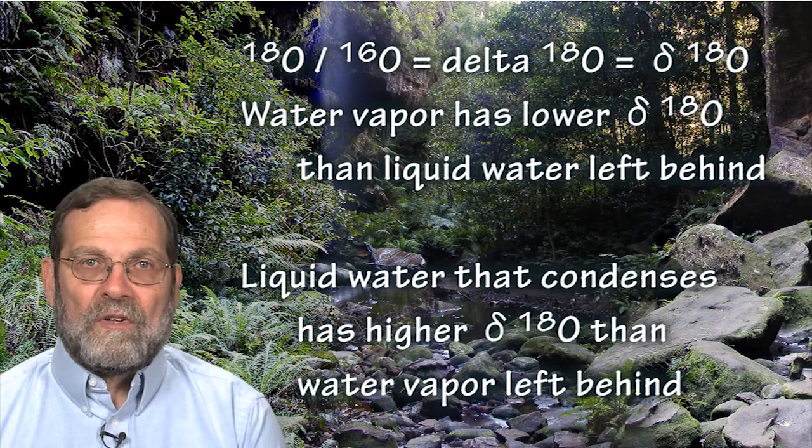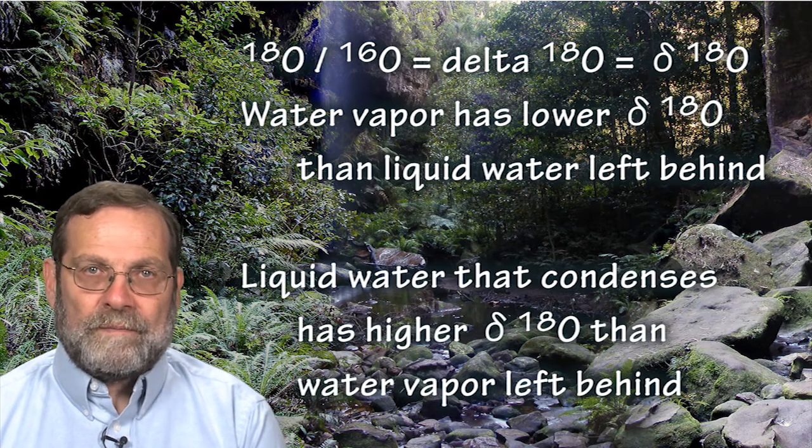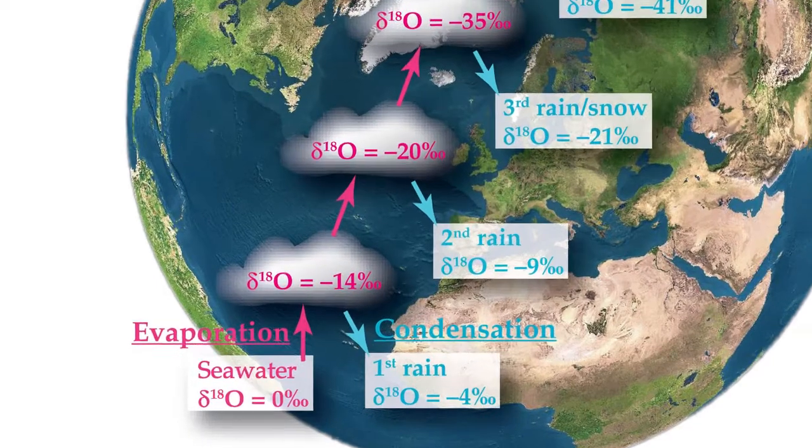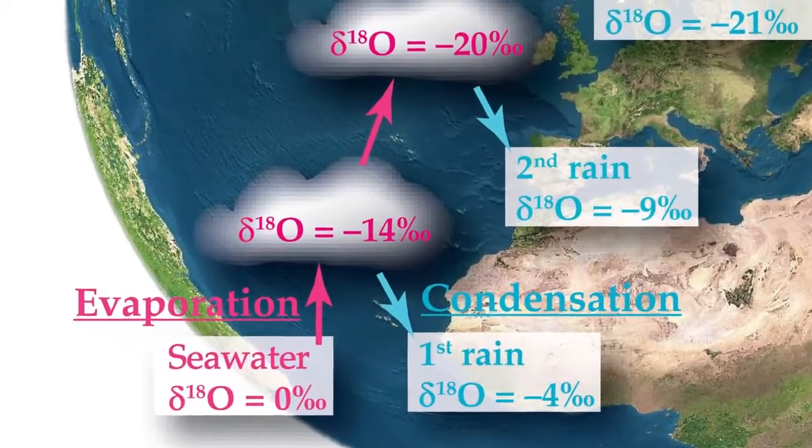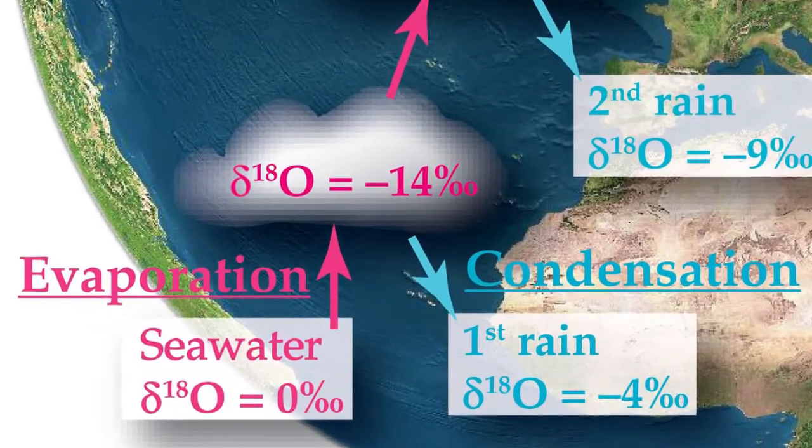Conversely, heavy water is more likely to condense than light water. Taking the average delta O18 value, or signature, of ocean water as a reference point and setting it to 0, water vapor in clouds over the equator has a delta O18 signature of minus 14 parts per mil, meaning it is more depleted in the heavy isotope than seawater by 1.4%.